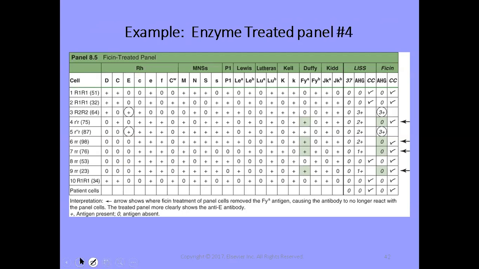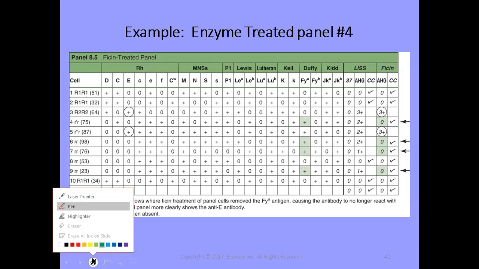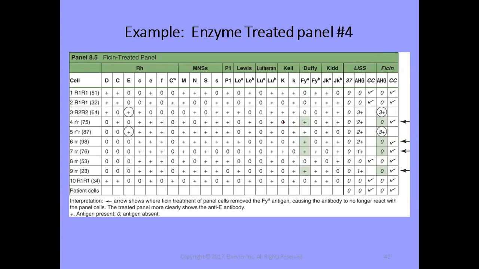So here, this is panel 8.5 from our textbook. And so this is the same example with the multiple antibodies where we had the antibody against big E and we thought antibody against Duffy A. And so they're basically showing how we would follow up that original panel. And so what you can see here, let me just get a different color pen. And so I'm just going to draw a little line down here. I'll try to be as straight as I possibly can, which isn't very straight.